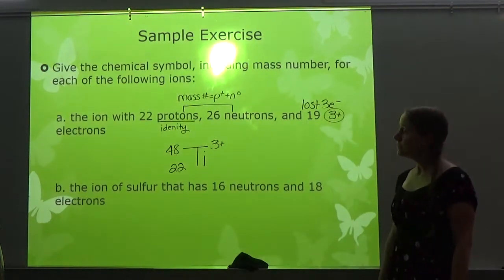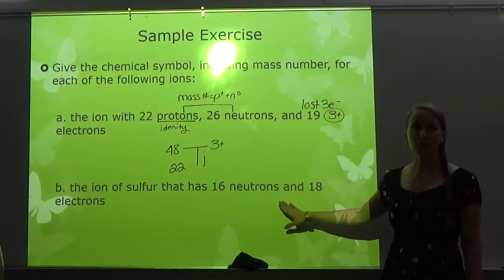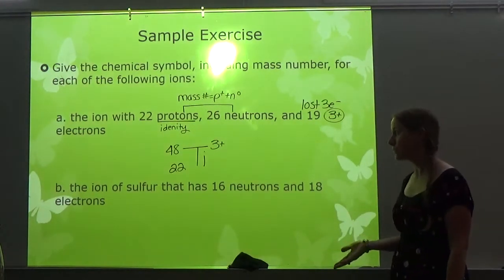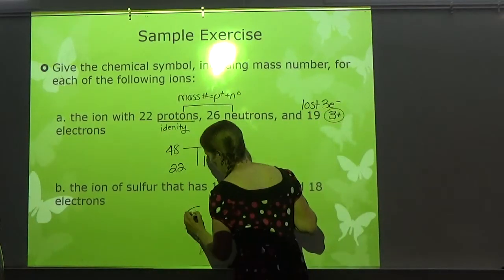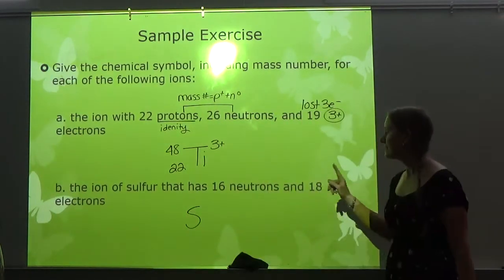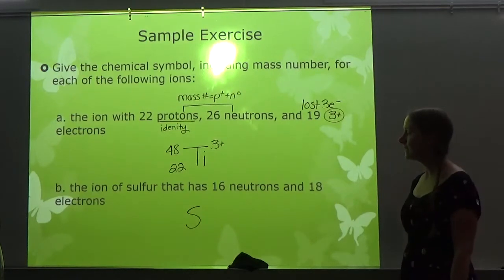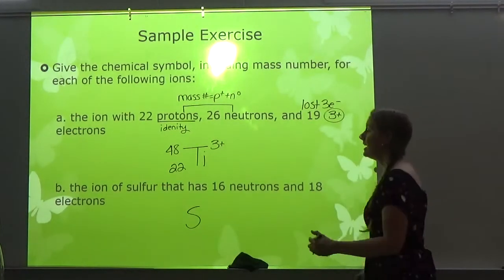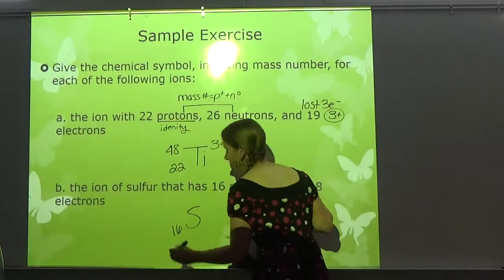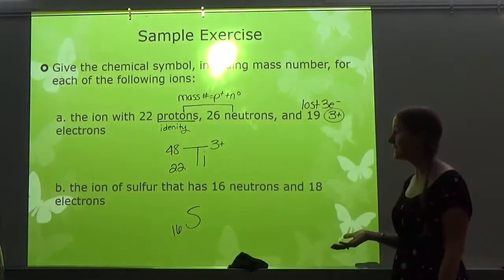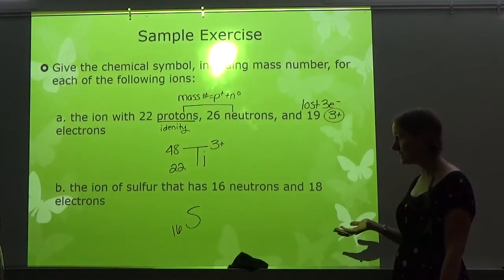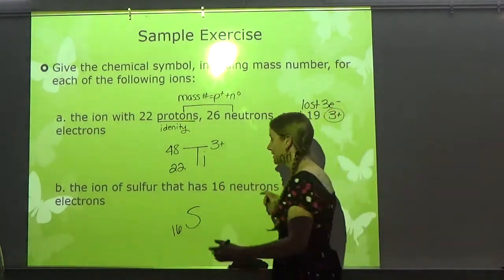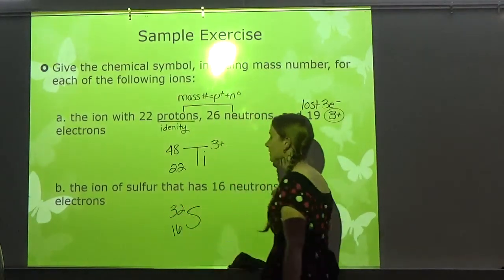All right, so let's look at the bottom one, or you can try the bottom one on your own. It says the ion of sulfur, so this time they told me what it was at least, so I know it's S, that has 16 neutrons and 18 electrons. So they didn't tell me how many protons, but I know it's sulfur, so I can look at the periodic table and tell that's 16 protons. So I know that the atomic number is 16. I need to do the mass. Well, I can see there's 16 protons and 16 neutrons, so I can tell that's a mass of 32.